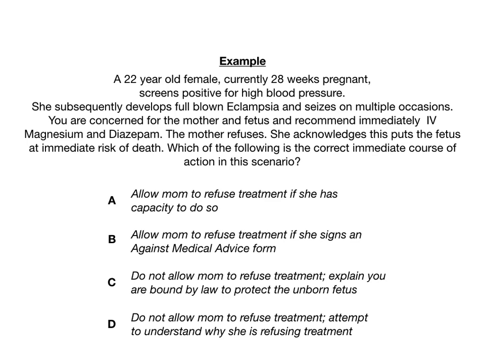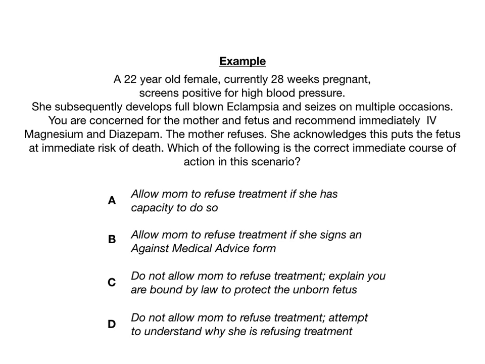So this is an informed consent issue, right? Because you're trying to get informed consent about giving these medications, and the mother is refusing. But it's tricky because it's not just the mom here who's at risk of death, it's also the fetus. So which of the following is the correct immediate course of action?